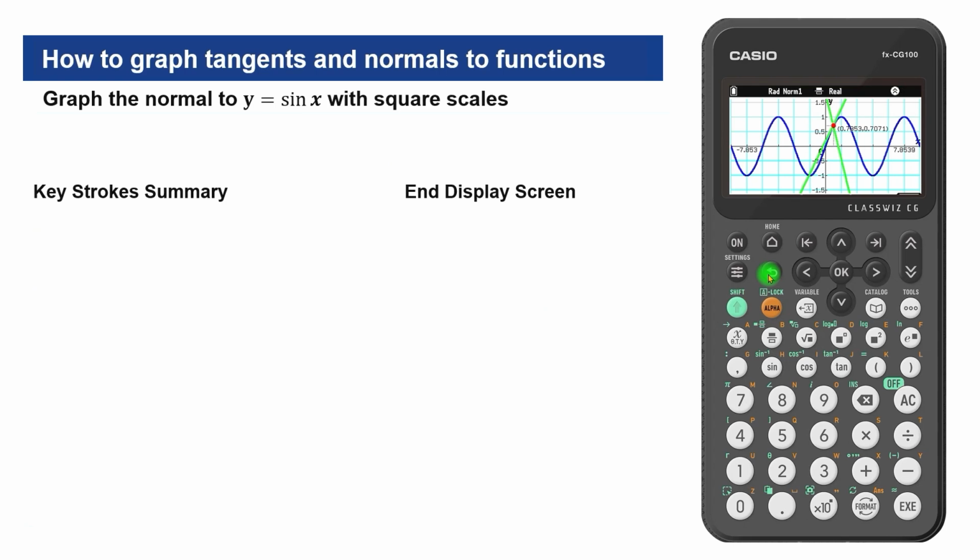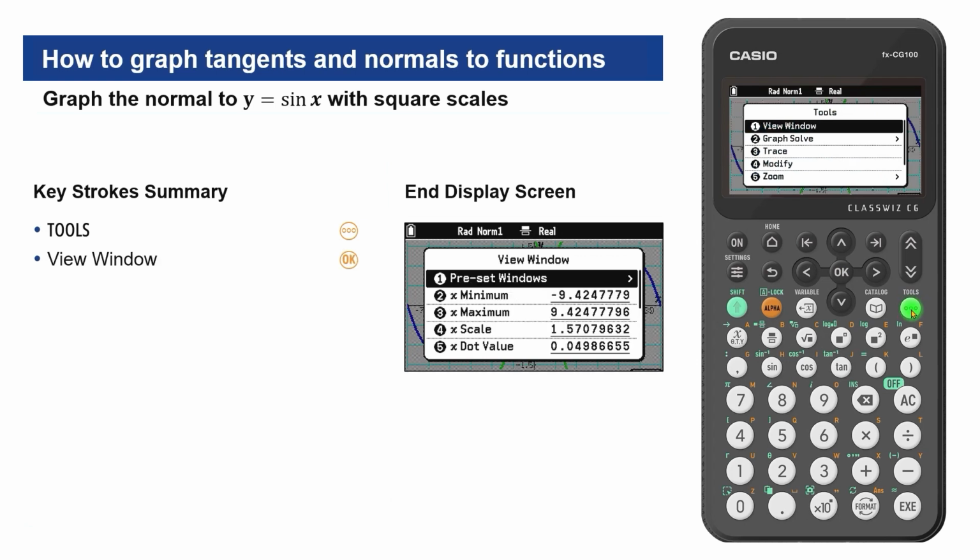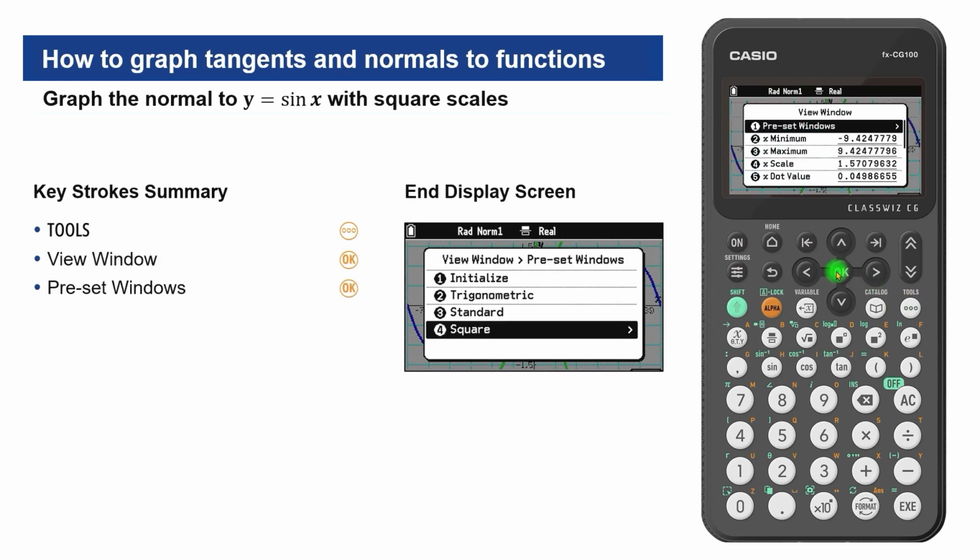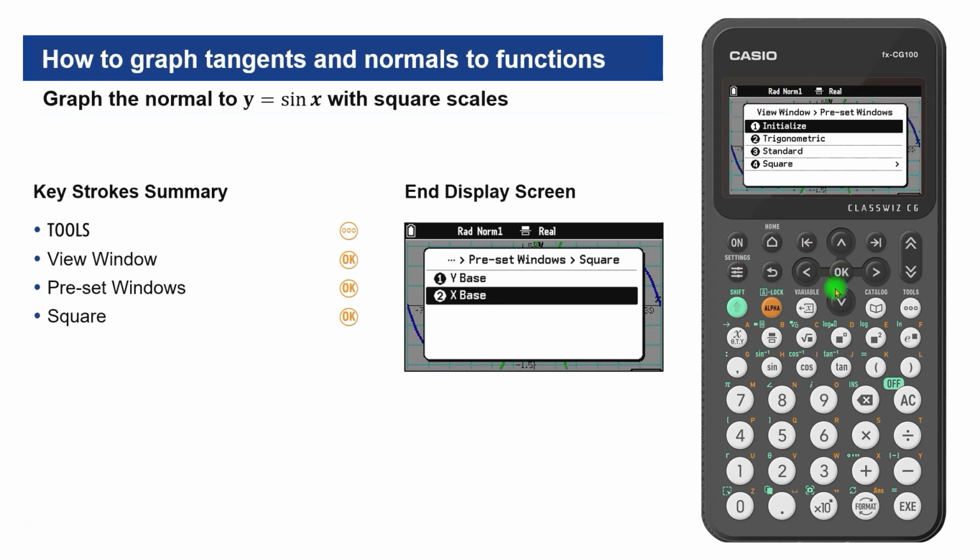Unfortunately, the normal and tangent do not appear to be perpendicular to each other, which is misleading. This is because of the scales used. To achieve a more accurate sketch, we need to square the scales. From Tools, select View Window and Preset Windows. Both Initialize and Standard are square scales and so could be used. However, to retain the best shape for this trig function, select Square. The scales can now be squared based on either the current X or Y scales.